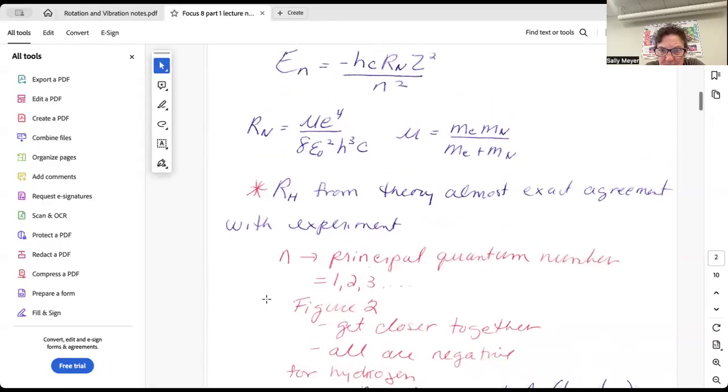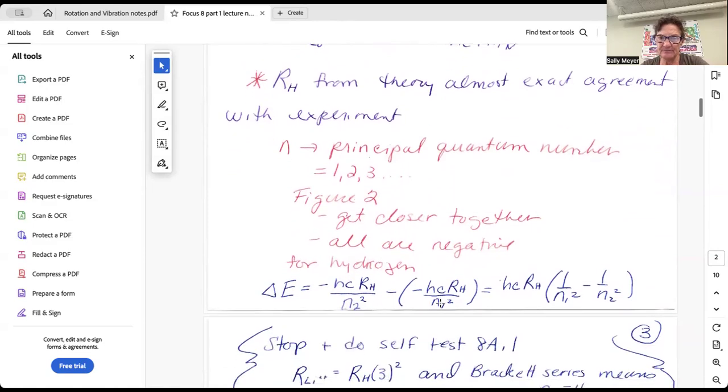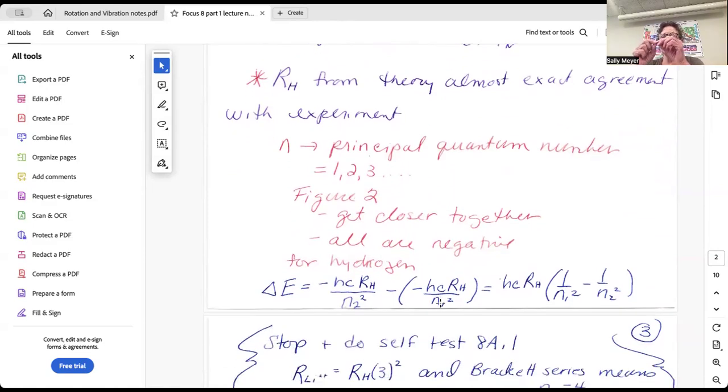Okay, so yeah, the energies get closer together as you go up, and they're all negative because that means it's a bound state. The energy is lower than the energy would be if the electron is completely too far from the nucleus to be interacting.